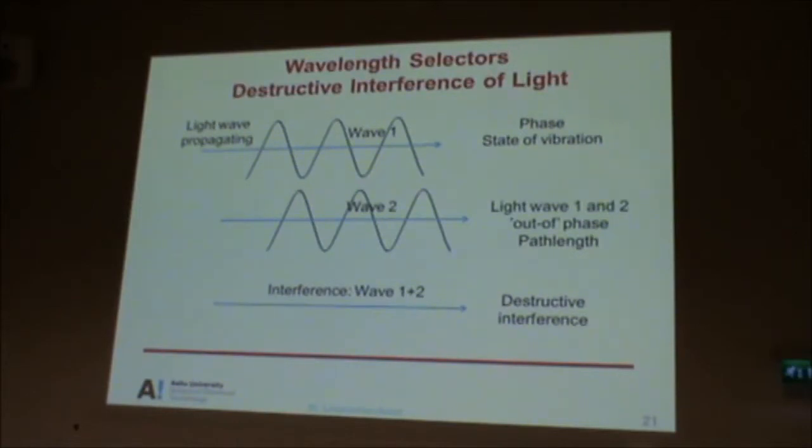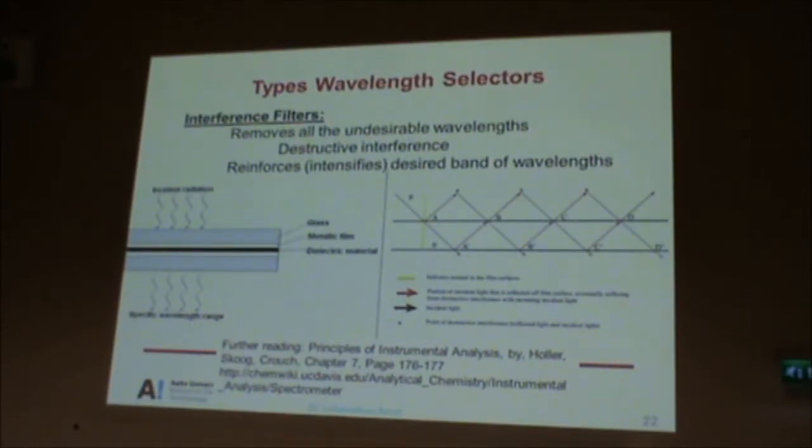One of the most common ways to build a wavelength selector is by destructive interference of light. Here is the basis of how this is done. You have a layer of glass sandwiched between a thin metal film and a dielectric material. Now just follow as I explain what happens when light falls through.